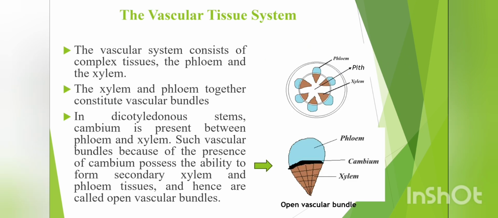Then vascular tissue system. The vascular tissue system consists of phloem and xylem. They together constitute the vascular bundle. Then dicot stem. In dicot stem, a cambium is present between xylem and phloem. So it is called open type of vascular bundle because from this cambium secondary growth occurs. So this type of vascular bundle is open to secondary growth. So it is called open vascular bundle and found in dicot stem.